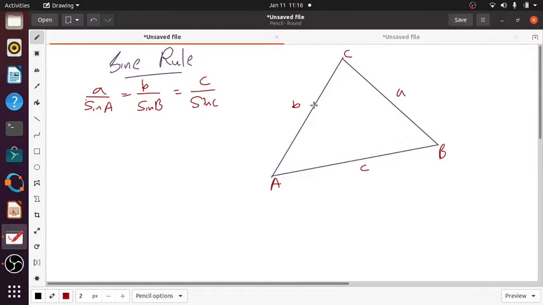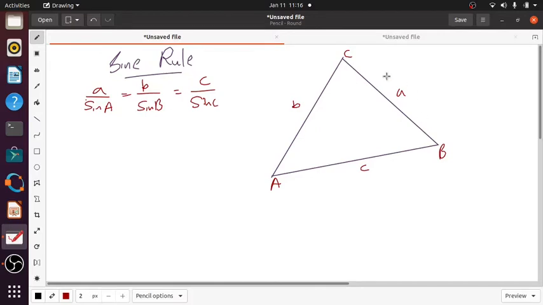Right, so the sine rule. So what is the sine rule? If you have a triangle like this, a general triangle I have sketched here, first of all, you have to specify the angles and the sides. So this is how you specify a triangle.